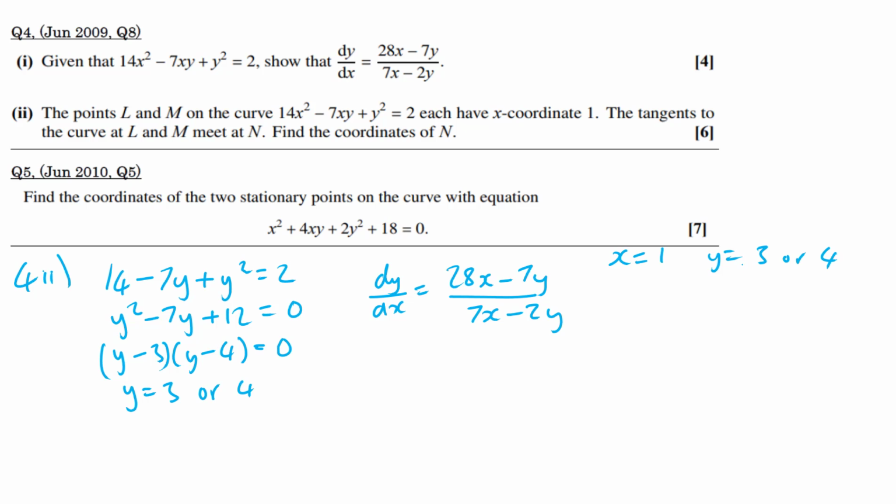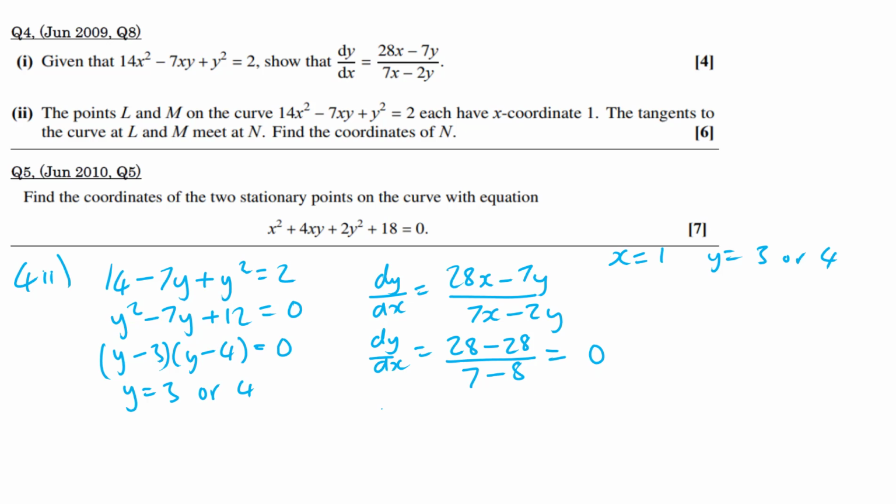So we can substitute any one of those in. So let's just choose y equals 4 and x equals 1. So we're going to get dy/dx equals 28 times 1, minus 7 times 4 is 28, and that's 7 minus 8. But then we're going to get a gradient of 0. And well, that's going to be a stationary point, that one.